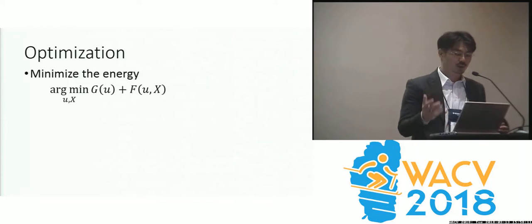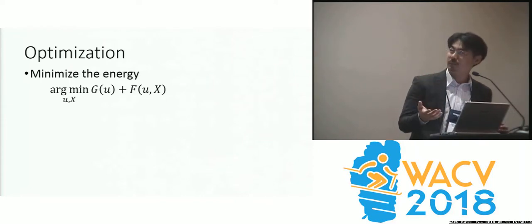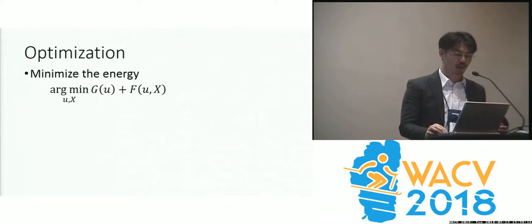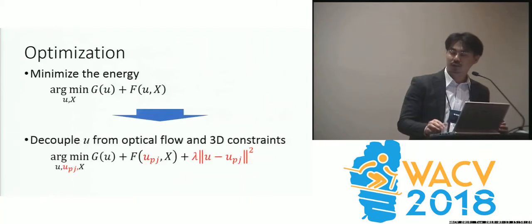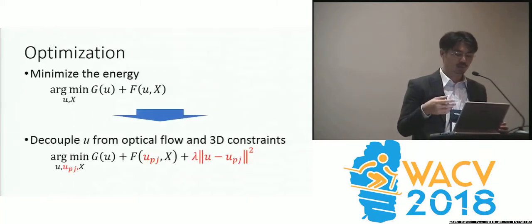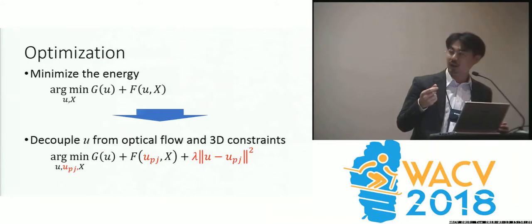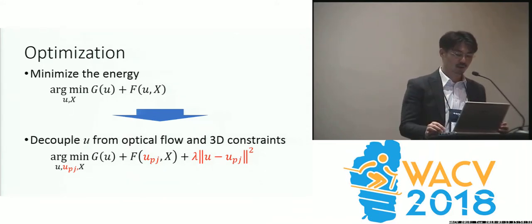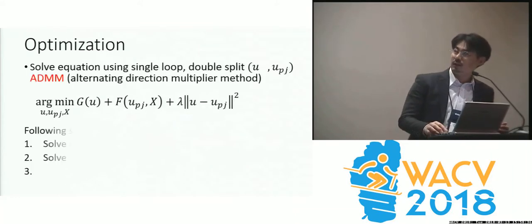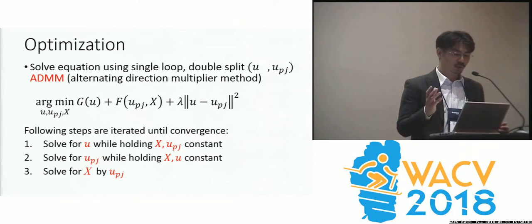In the optimization step, we need to minimize the error. But still, this formula has u and x hardly constrained. So we introduced the auxiliary variable u_pj, and lambda is controlling the decoupling weight. And in the optimization process, we used ADMM.